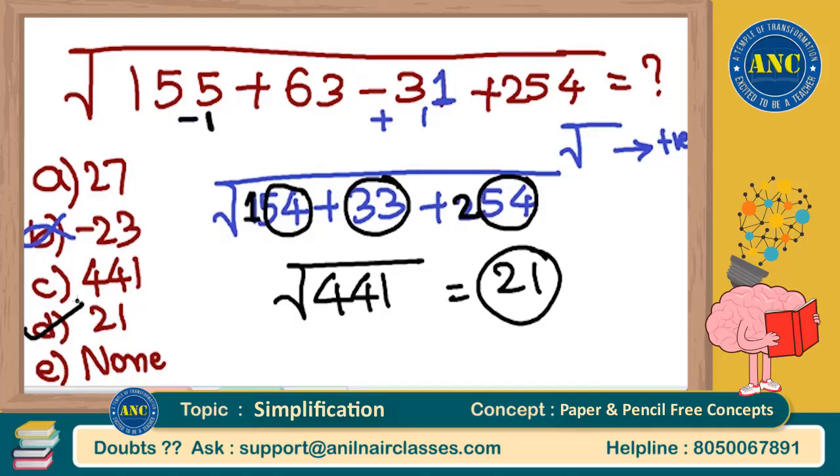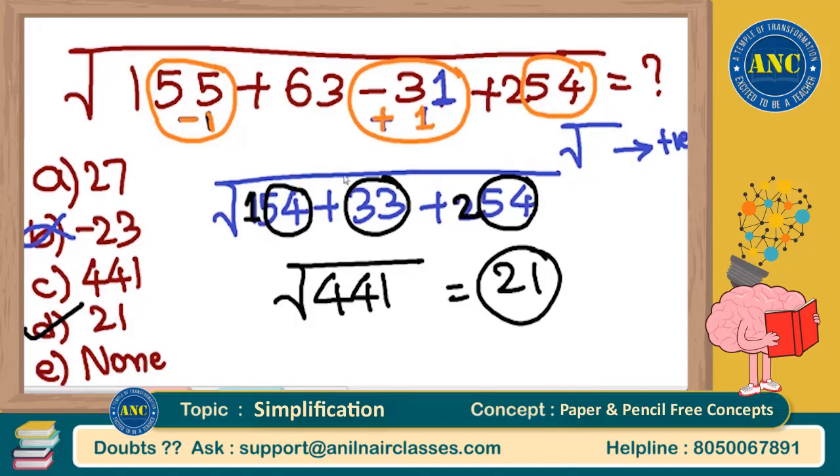There is definitely a reason why I added 1. You know that reason. The reason for adding 1 is to make this number a beautiful, fancy number. But I also need to subtract 1. I did not subtract 1 from 63 or from 254. I subtracted 1 from 155. Why? Because this also becomes 54 and there is another 54. That will be easier for me to simplify.